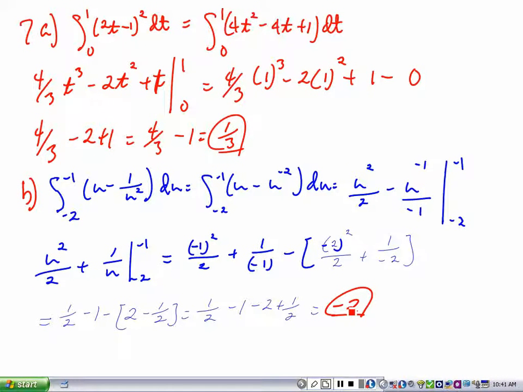And notice that the interval was on the negative side, right? From negative 2 to negative 1. So most of this particular term in this function seems to be under the x-axis. Look at part C.